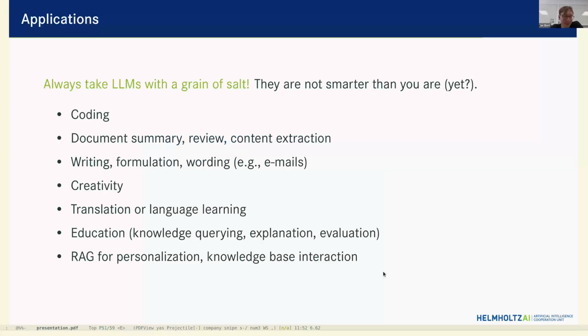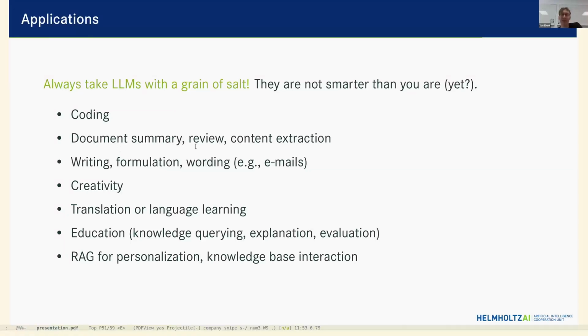What I want to emphasize before I go into any more detail is that you should take large language models with a grain of salt. They are not smarter than you are, at least not yet. And they say made up things. They say things that aren't true or that are straight up wrong. But still, you can use them for some things. For example, programmers like to use LLMs for coding automation. Some people build entire applications without knowing any code, without knowing any programming language. They just ask an LLM to do it for them.